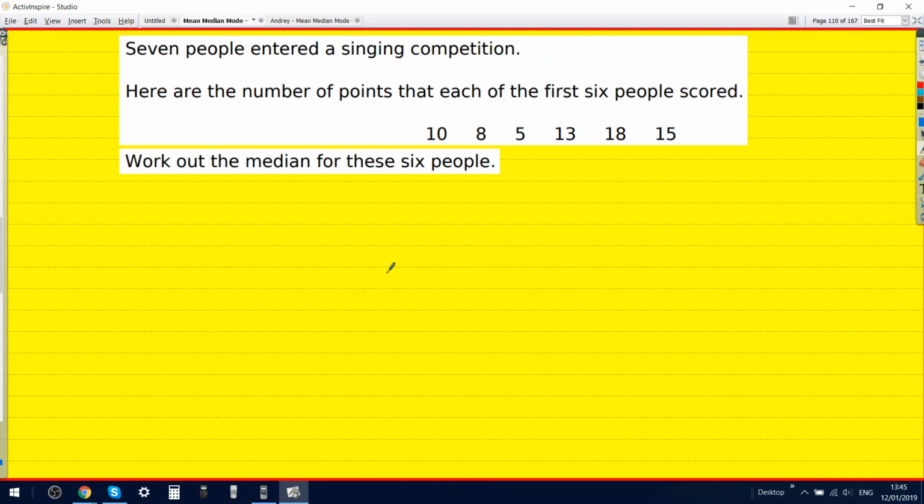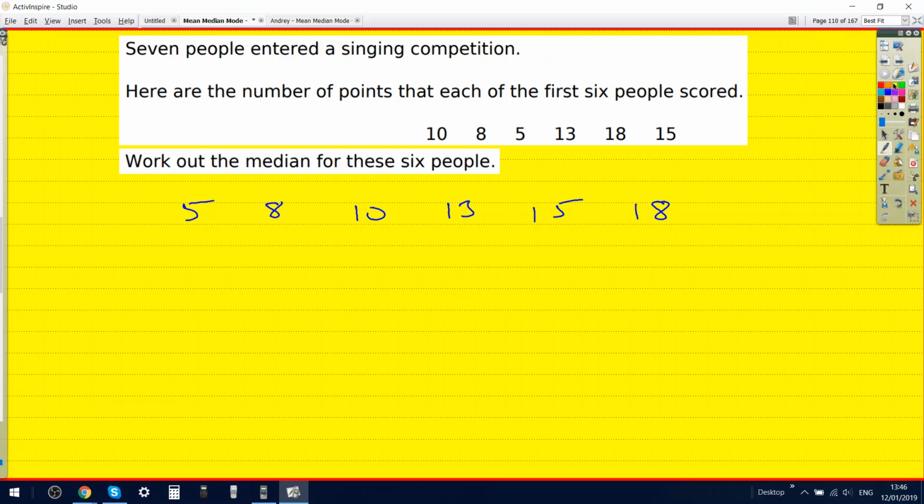So we'd rearrange it. So 5, 8, 10, 13, 15, 18. And then because it's 0.5, do we just go to the nearest number? So because it's 3.5, that's the one in between the third and the fourth. So the number halfway between them. Do you know what that number is, or how you do it? 11.5.